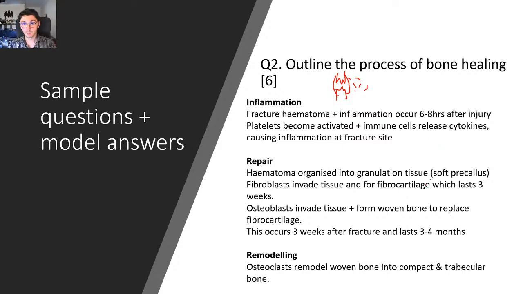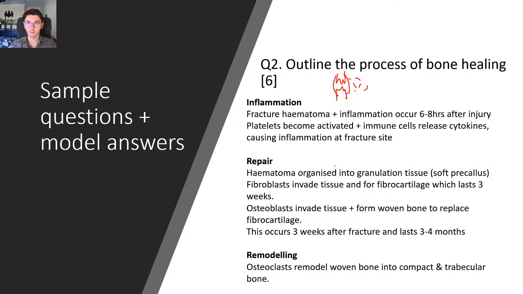Then we have repair. So your hematoma is organized into granulation tissue, and granulation tissue is basically an infiltrate of all these inflammatory cells trying to invade and regenerate the tissue. So what's formed initially is something called a soft precallus. The reason it's called a soft precallus is because fibroblasts, which are very similar to osteoblasts, invade the tissue and release fibrocartilage. And this lasts around 3 weeks. The initial part is fibrocartilage because these cells are simpler, more readily available, and less specialized, and they can produce this cartilage very quickly.